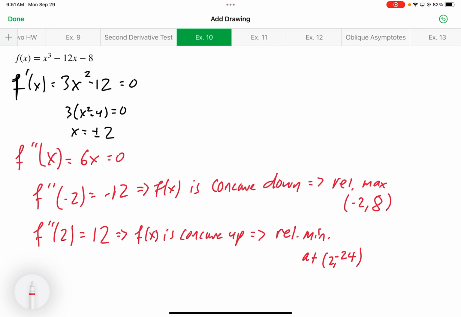Questions there? So the second derivative test can be pretty handy because then we don't need to find intervals. If it's easy enough to take your second derivative, just do it, plug it in.